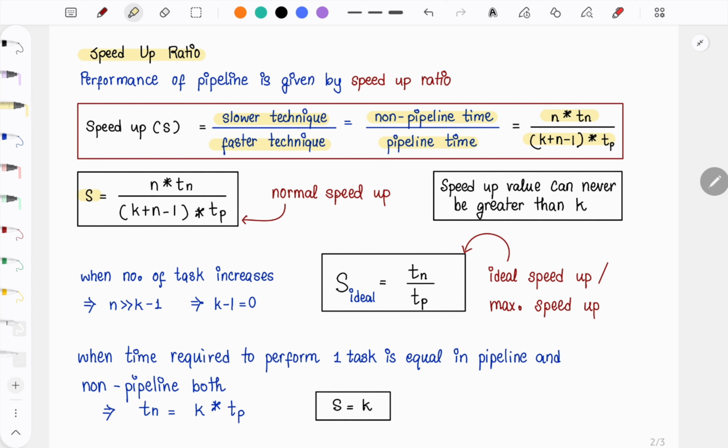This speed up ratio is denoted by S, and it also has a modification. When we are asked for ideal speed up or maximum speed up, we'll assume that K minus 1 is very less than n, so it becomes negligible, or we'll put a 0. So the same formula becomes n into Tn divided by n into Tp. N gets cancelled, and we end up with the formula Tn by Tp. Now when it is given in the question that the time to perform one task is equal, then Tn equals K into Tp. So finally the speed up is directly equal to K.